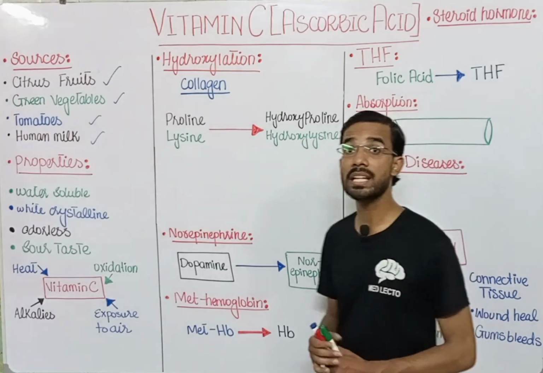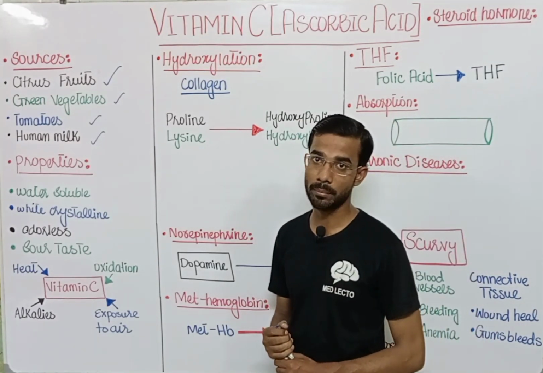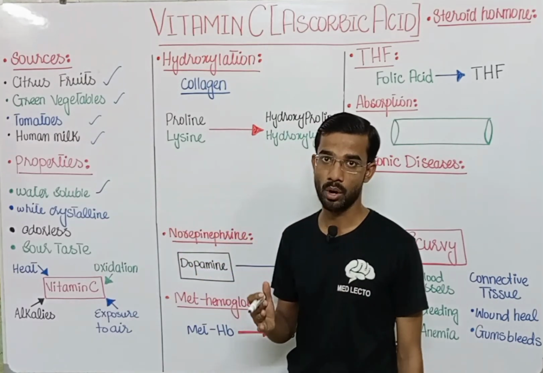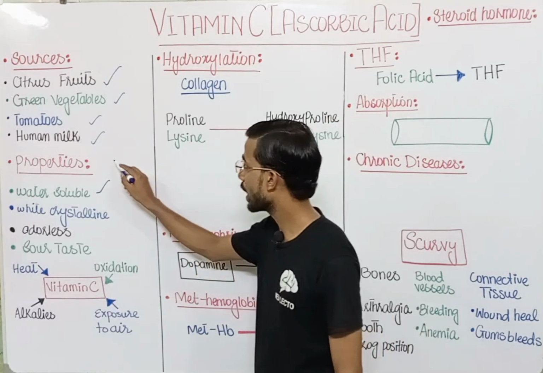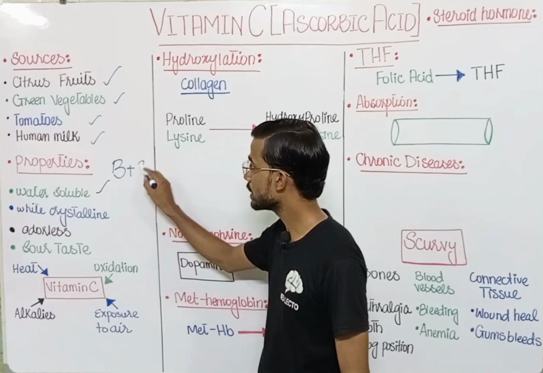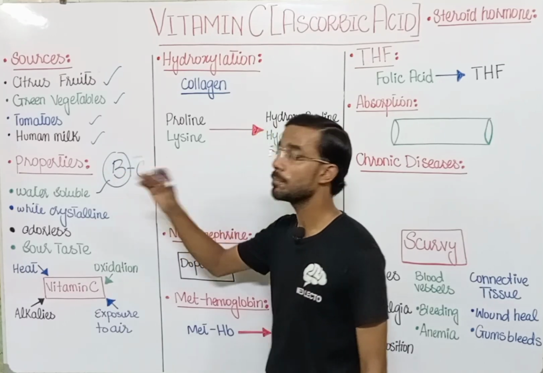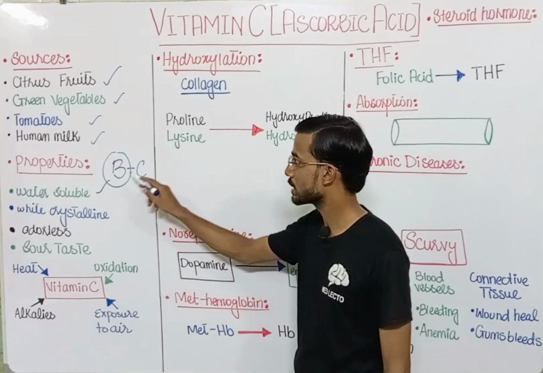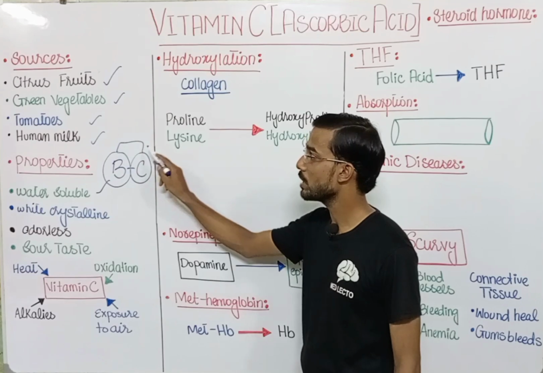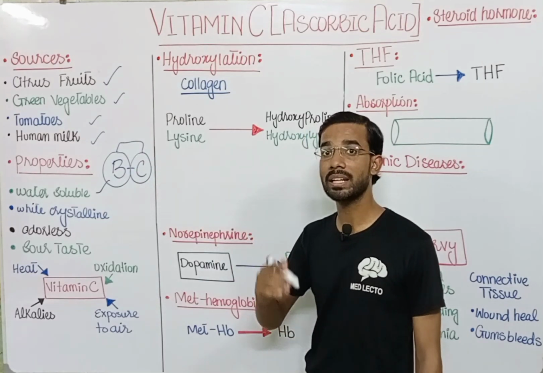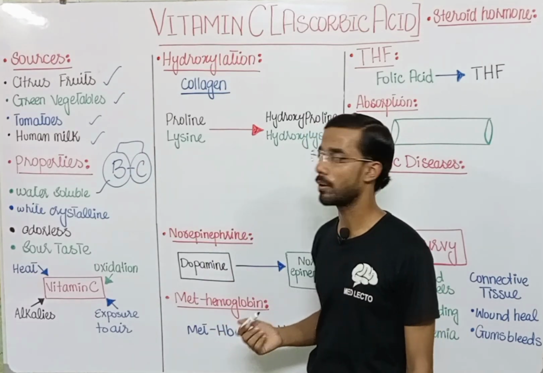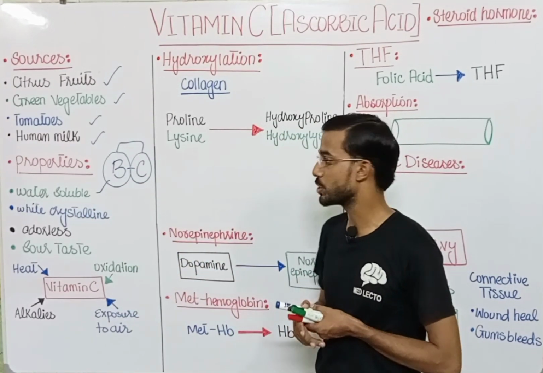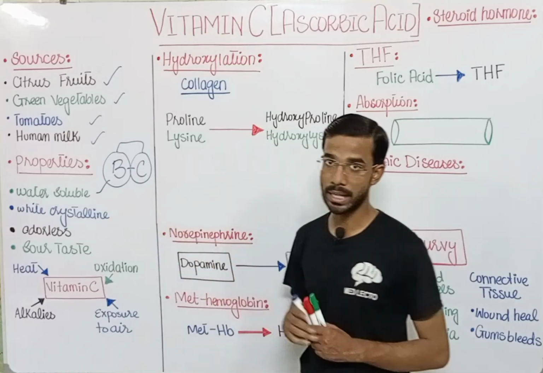If we discuss the different properties of vitamin C, it is water soluble. There are two water soluble vitamin groups, B and C. In the B group you will see B1, B6, B7 and a lot of different B complex vitamins, and vitamin C. Basically these are water soluble vitamins that can easily be excreted from our body. And vitamin C is white crystalline in nature, odorless and sour in taste.